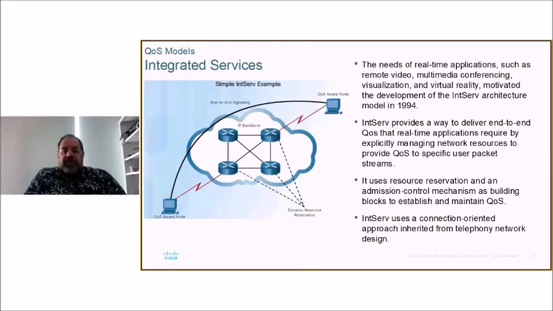Okay, so with integrated services, the needs of real-time applications such as remote video, multimedia conferencing, visualization and virtual reality motivated the development of that architecture in 1994. It provides a way to deliver the end-to-end QoS that real-time applications require by explicitly managing network resources to provide QoS to specific user packet streams. It uses resource reservation and an admission control mechanism as building blocks to establish and maintain QoS. It uses a connection-oriented approach inherited from telephony network design.